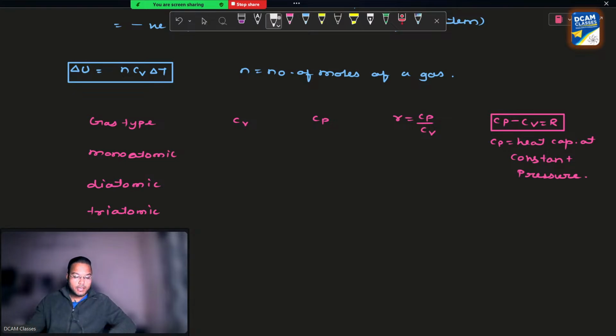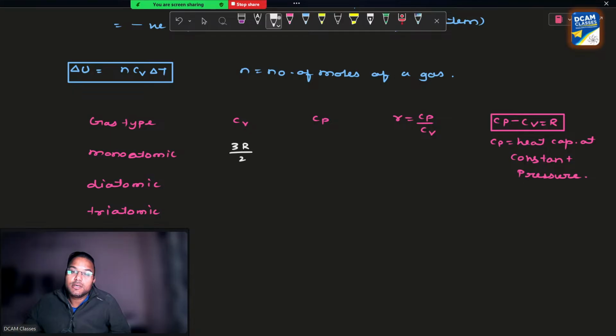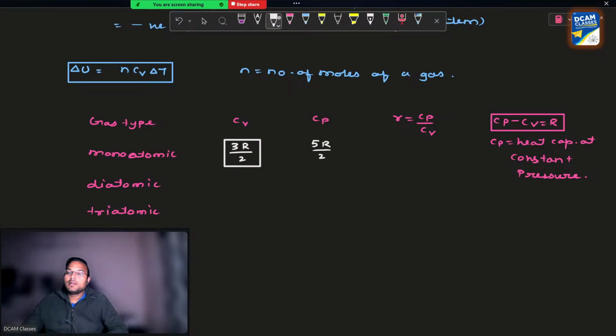You need to remember how you remember. Cv is 3R by 2. Only this value you should remember for a monatomic gas. Cp minus Cv is R, so it will be 5R by 2. Then the Cp of the monatomic gas is the Cv for diatomic gas, 5R by 2, and it is 7R by 2. 7R by 2, 9R by 2. Simple. You need to know only this value. Once you know this, you'll be able to get Cp.